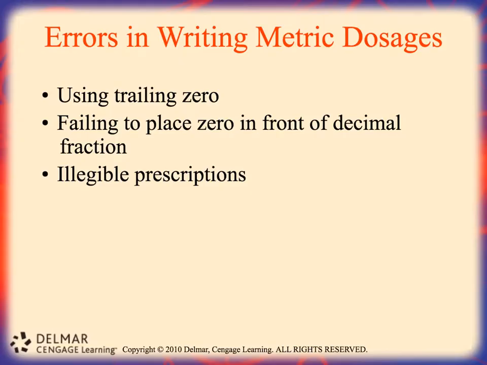Again, when we are transcribing medication orders, we're going to not use trailing zeros. We will eliminate those. We're going to make sure that we put a zero in front of a decimal fraction. So it would be 0.5. And then illegible prescriptions. If you are in doubt about a physician's handwriting, then you need to double check and you need to call the physician and get it clarified.